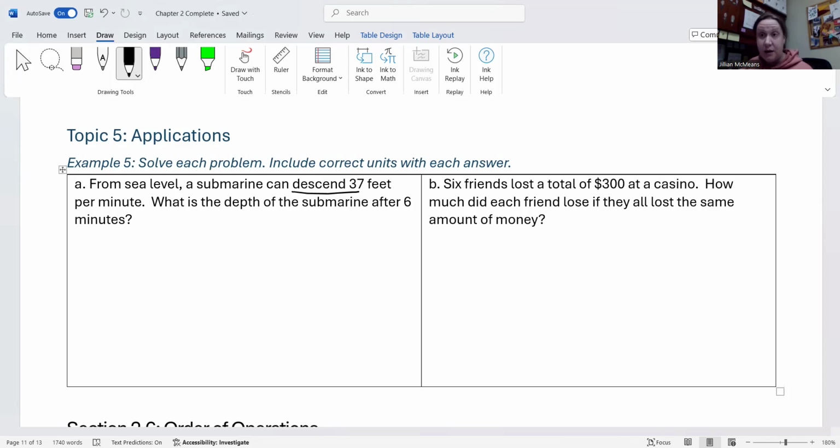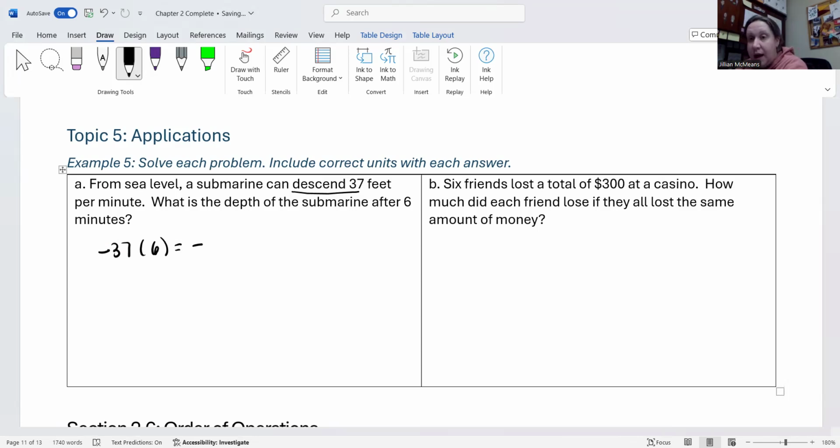We can take the negative 37 and multiply it by each of those 6 minutes. So negative 37 times 6. And we already know that when we multiply a negative and a positive, we get a negative product. And that should make sense here because at the end of 6 minutes, not only are we going to be below the surface, we're going to be way below the surface. So we should get a negative answer here. So we know our final answer is going to be negative.